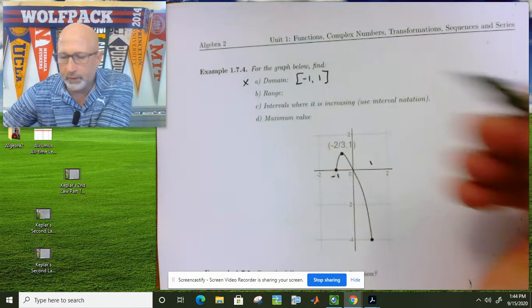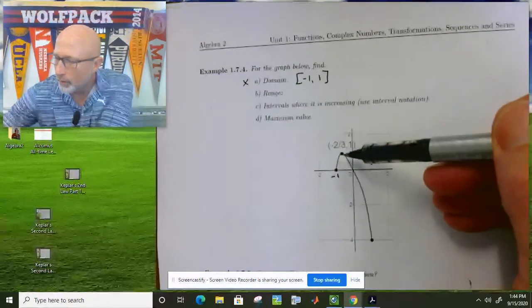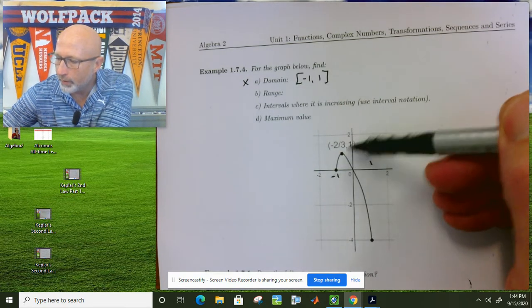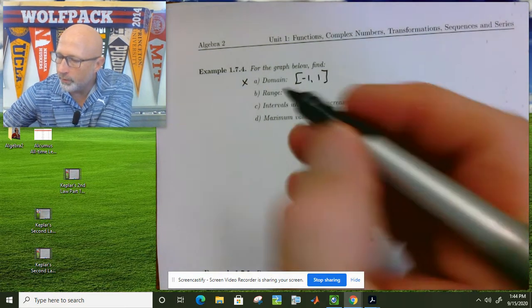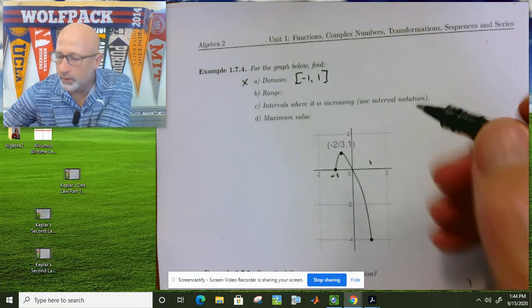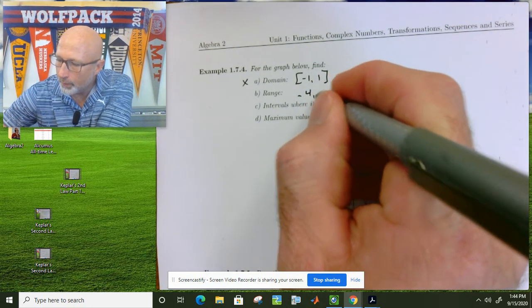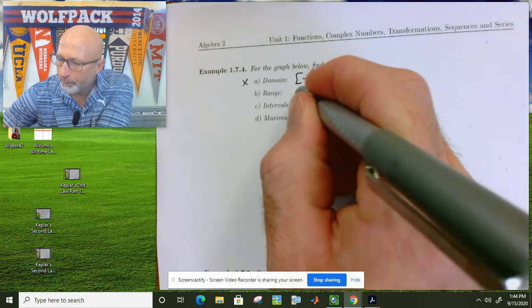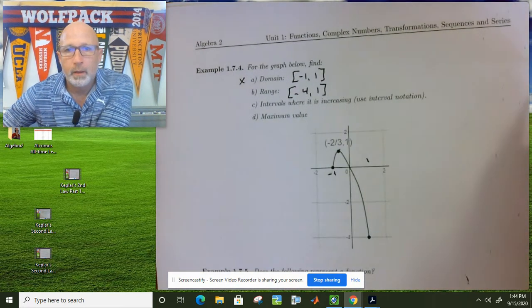Okay, so the domain is a set of x's. The range is a set of y's. So the y values go from 1, because that's the y value, down here to -4. So we want to put this in interval notation with the lower number first. So this is going to be -4, comma 1. Okay, it takes on all the values between -4 and +1.